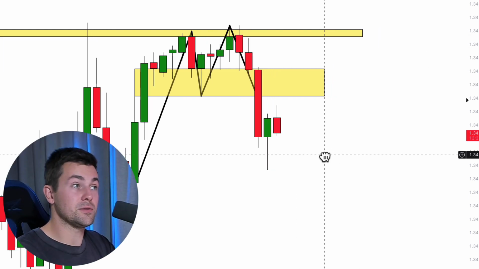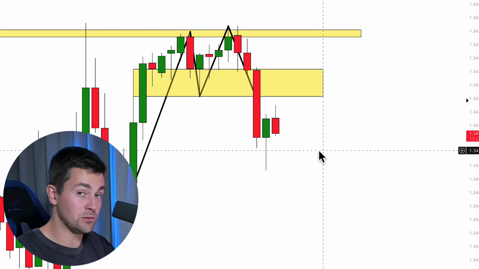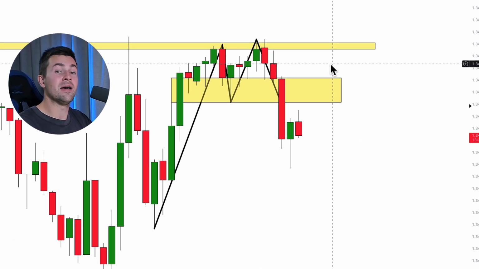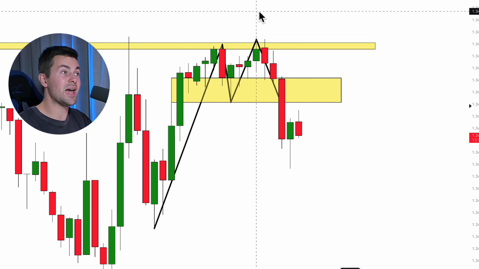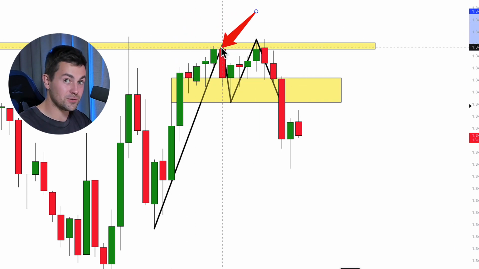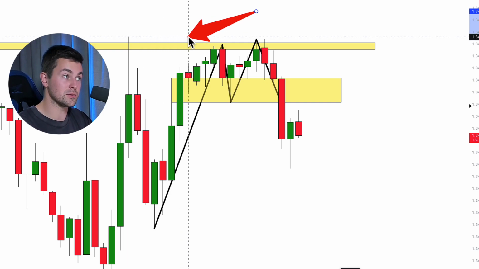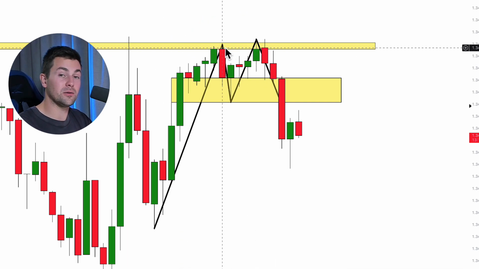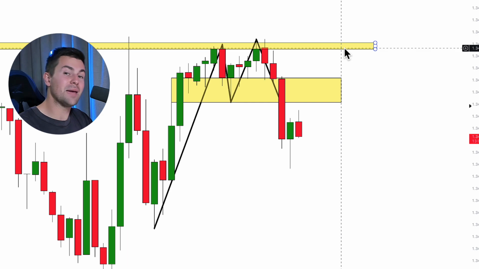Why is this pattern so important? Because this pattern signifies the exhaustion of buyers. The formation of this pattern here signifies that buyers became exhausted once they faced the strong horizontal resistance. And the fact that the price started to form the double top simply means that buying momentum became weaker.